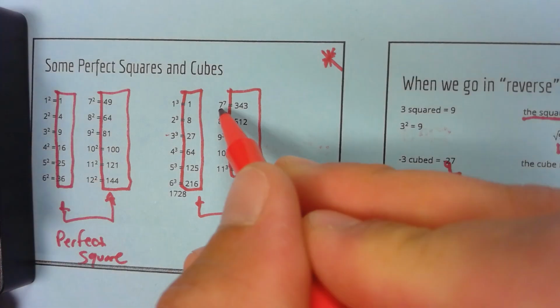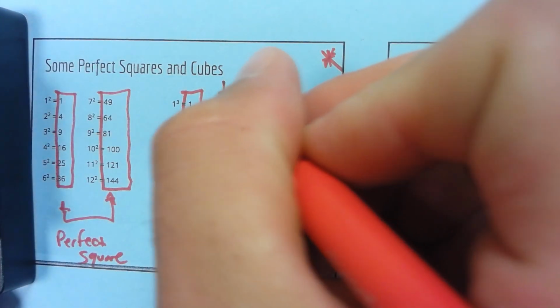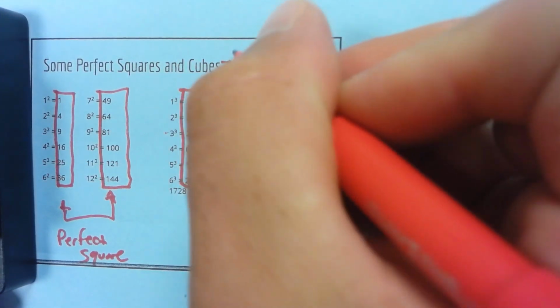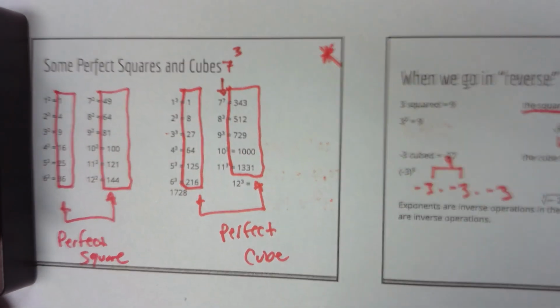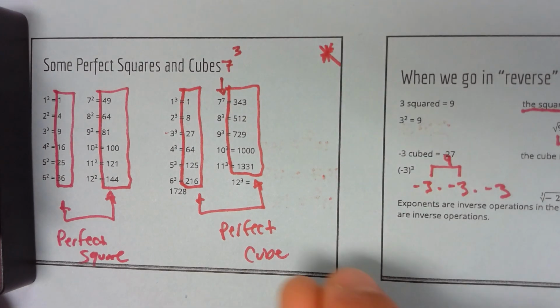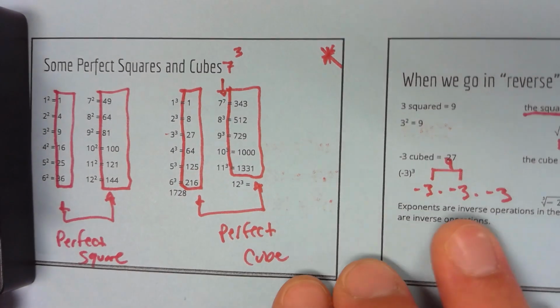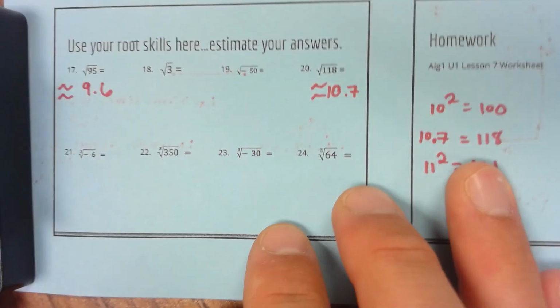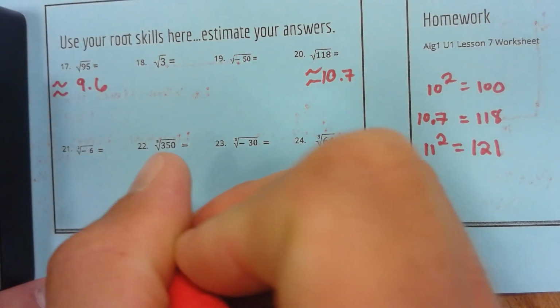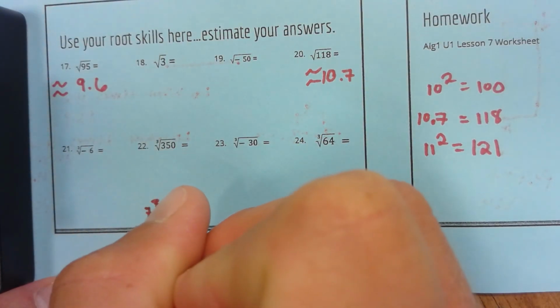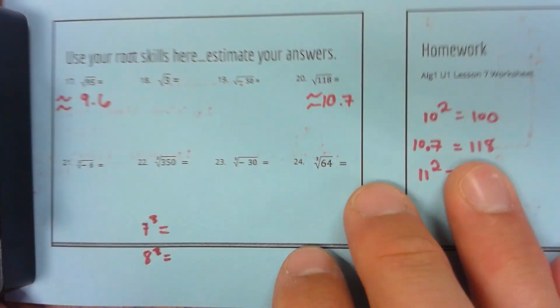350 is in between, oh, that's a typo there. See that 7 to the power of 7? That should be 7 cubed. 7 to the power of 7 is massive. Okay, but 7 cubed is 343. 8 cubed is 512. So I might write those down. 7 cubed, 8 cubed, 343, 512.